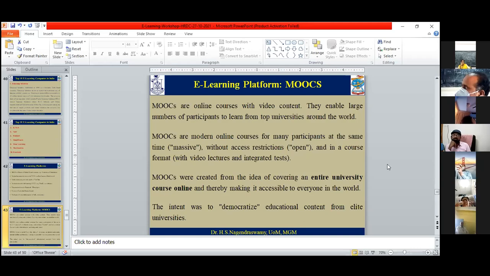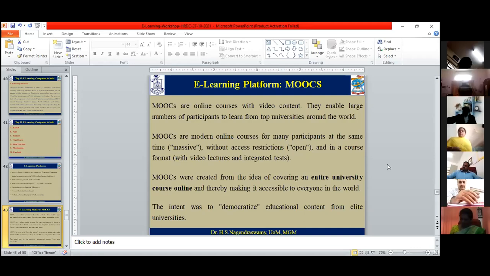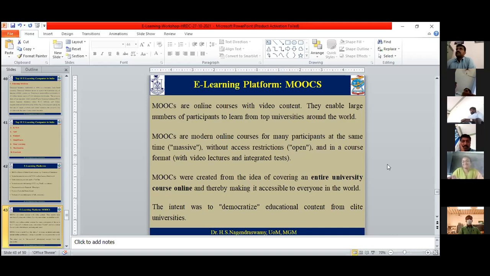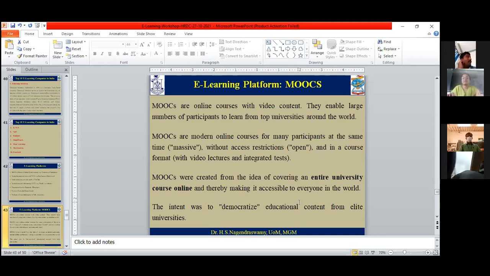So MOOCs are online courses with video content. They enable a large number of participants to learn from top universities around the world. MOOCs are modern online courses for many participants at the same time. Hence, it is called massive. Without access restriction, that's what is called open. And in a course format with video lectures and integrated tests. So that's how it is called MOOCs, right? Massive open online course. So MOOCs were created from the idea of covering an entire university course online and thereby making it accessible to everyone in the world. That's the major objective of MOOCs.